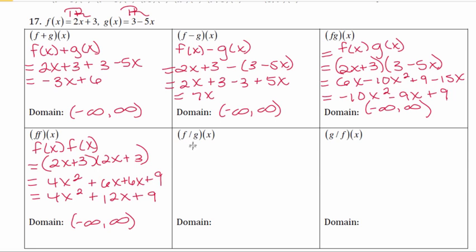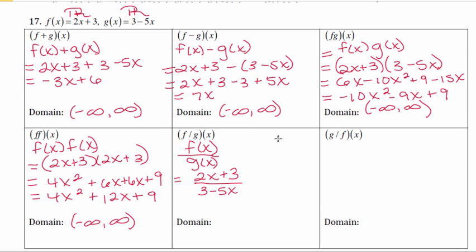And then the next one is going to be f divided by g of x, which is f of x over g of x. My f of x function is 2x plus 3, and my g of x function is 3 minus 5x. So now we have to do a little bit of work here, because it's not just the intersection or overlap of the original domains of each of those functions. We now have a problem. We have x's in the bottom of a fraction. So what we have to do is figure out what makes that denominator equal to 0.